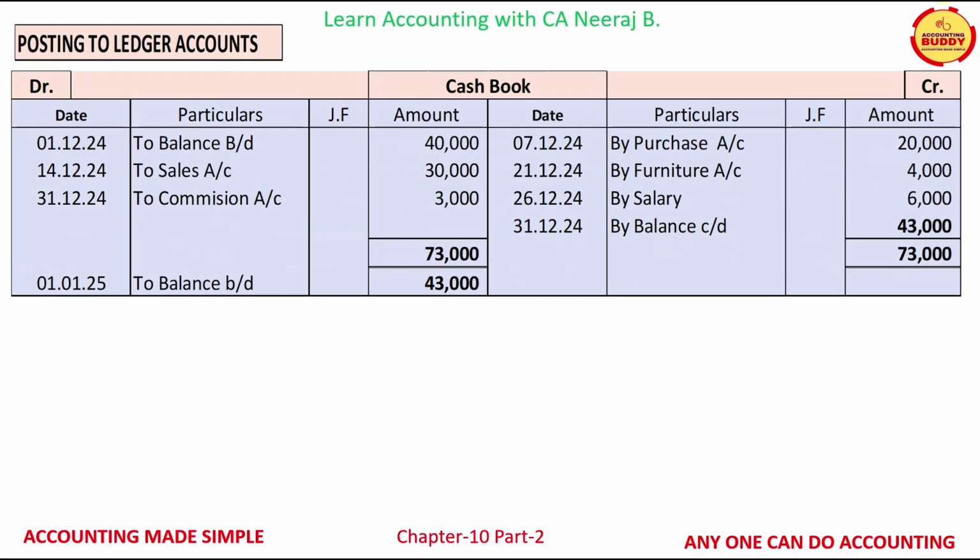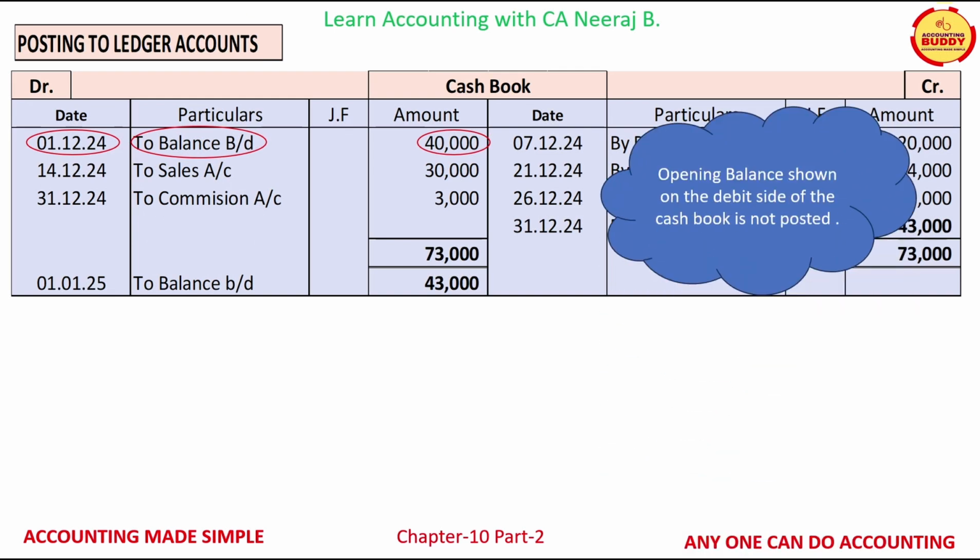The cash book prepared in the previous slide is displayed on your screen. Let us now do the posting of the entries. As on 1st December 24, opening balance amounting to $40,000 is shown on the left hand debit side of the cash book by writing the words "by balance brought down." The cash balance is not posted and it is always shown on the left hand debit side of the cash book.